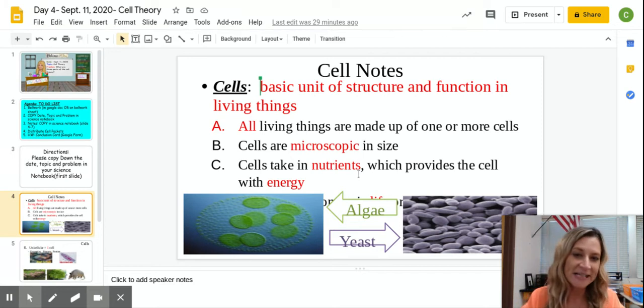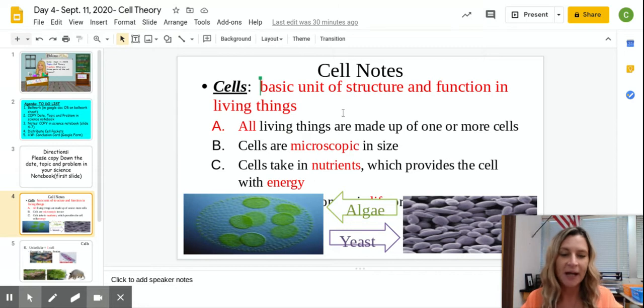Cells take in nutrients, okay? Those are good things like oxygen and glucose, which provide the cell with energy. They go through a process called cellular respiration. Cellular respiration, and that's how they make their energy, ATP, energy.